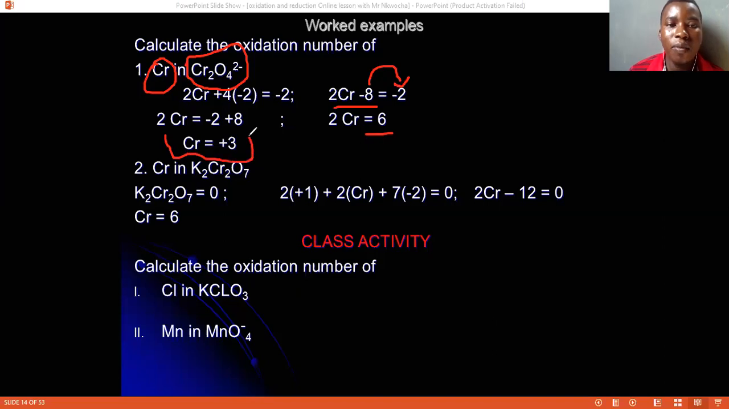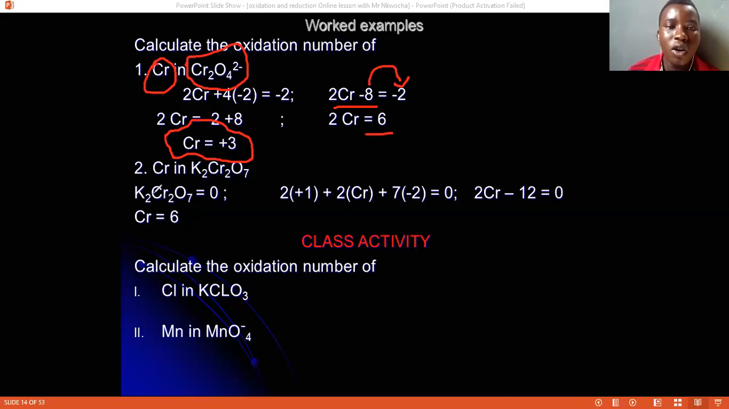Now, in the exam, after calculating, you know your answer is 3. Very good. But if you write Cr equals 3 without putting the sign, you've not done anything, you've only lost the whole mark. So it's always very important that you put Cr equals plus 3. You put the positive sign to indicate that it's positively charged.